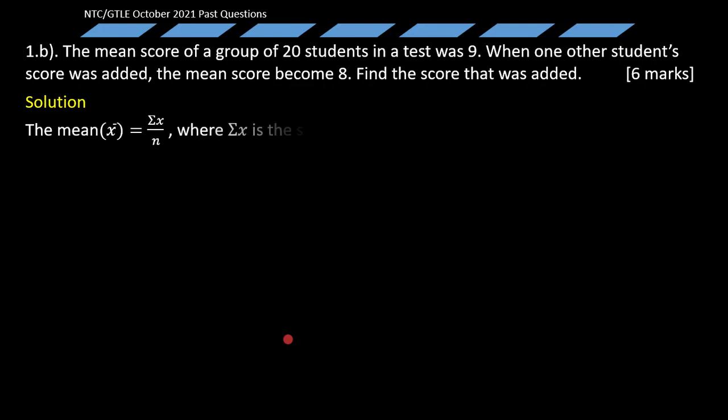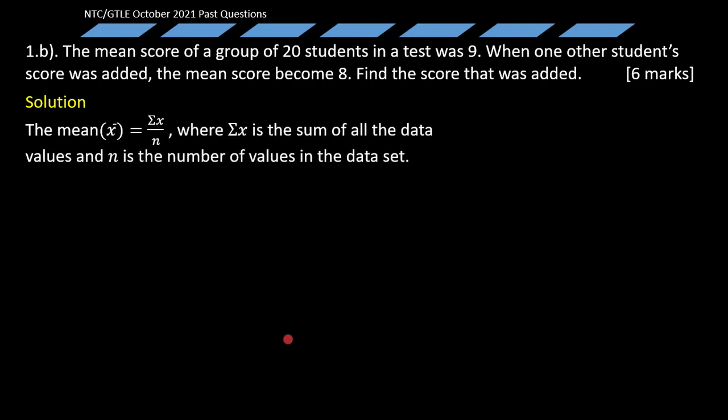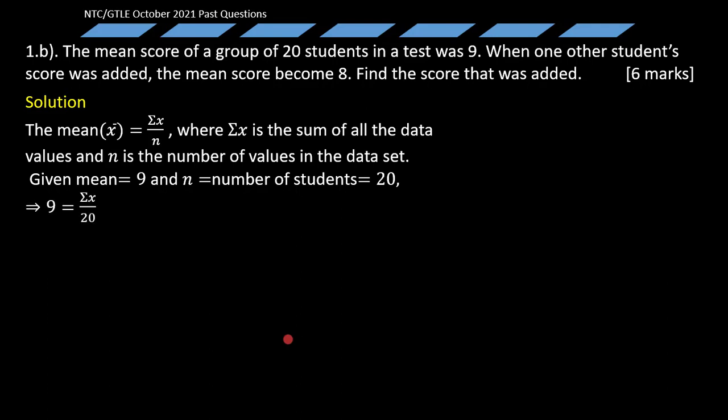The mean, that's x bar, is simply going to be equal to sigma x over n. In other words, summation x over n, where summation x is the sum of all the data values and n is the number of values in the data set. Now, given the mean to be 9 and of course the number of students to be 20, that is letter n, and substituting, you are going to have 9 is equal to sigma x or summation x over 20.